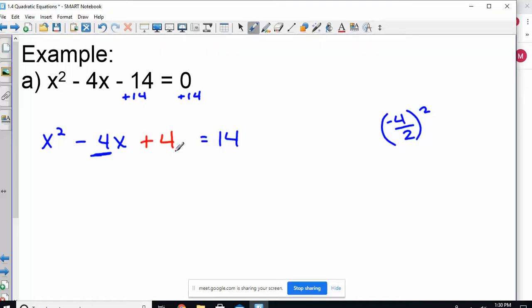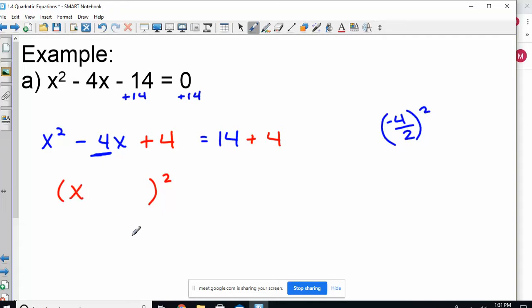But it's an equation. I don't want to change my problem. So if you add 4 to one side, you have to add it to the other as well. Okay. Now we can factor. This is a perfect square, so it should factor into something squared.